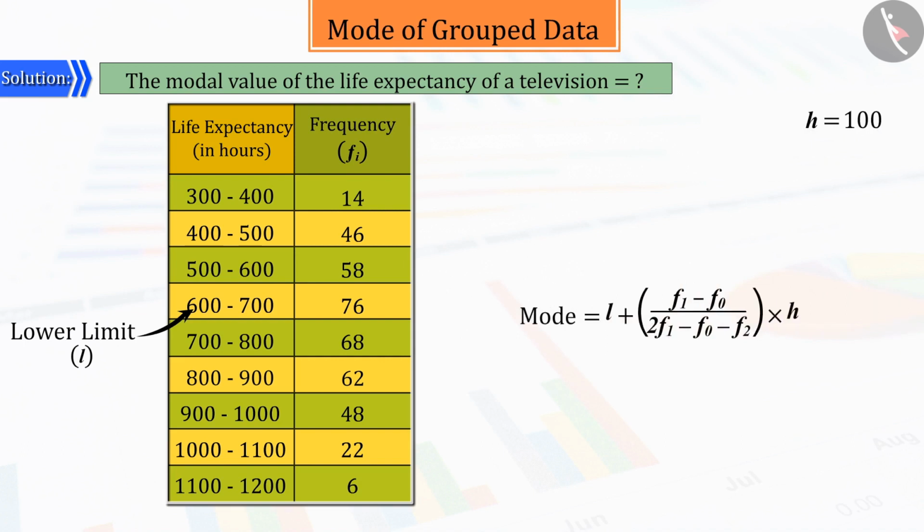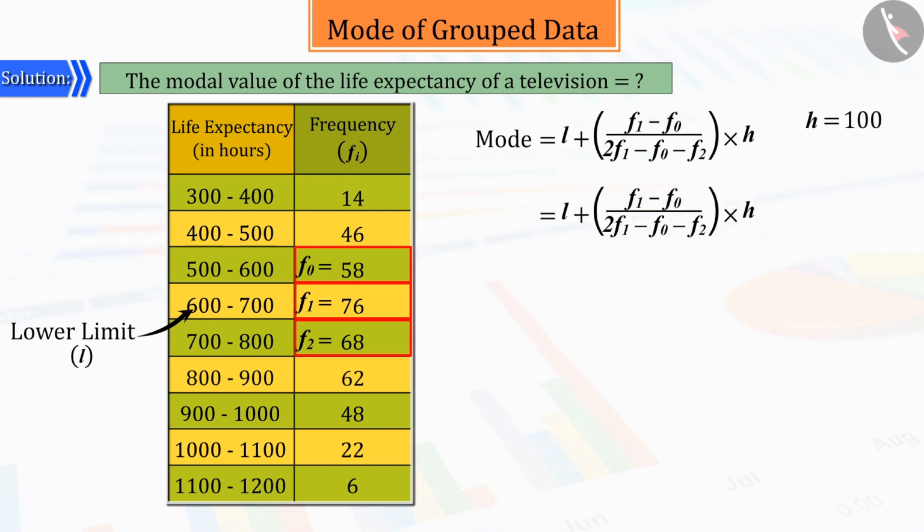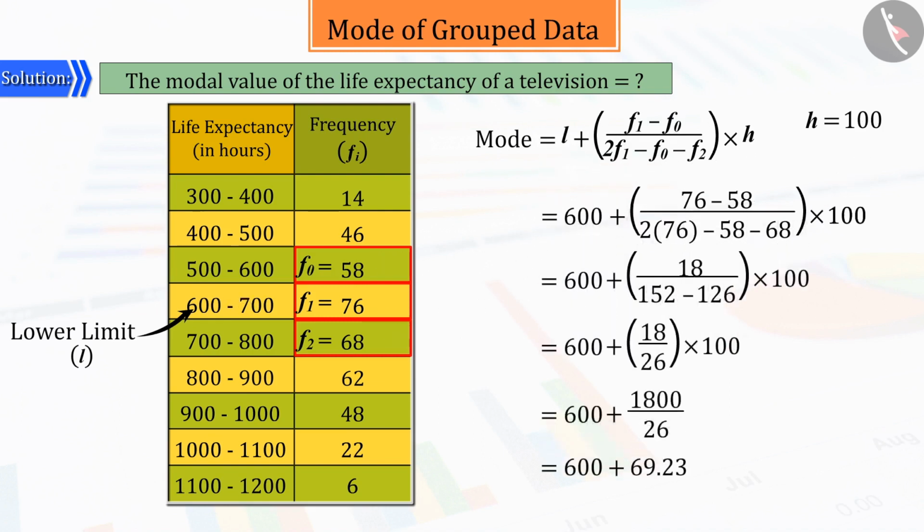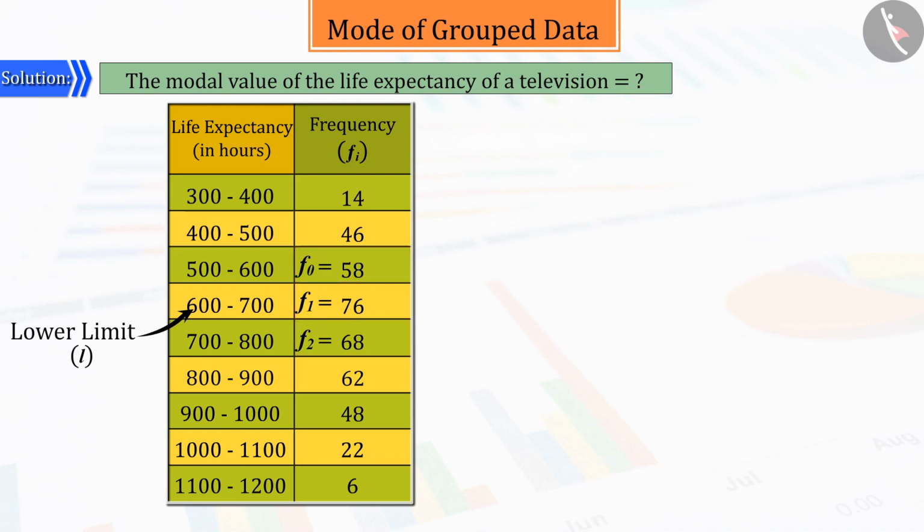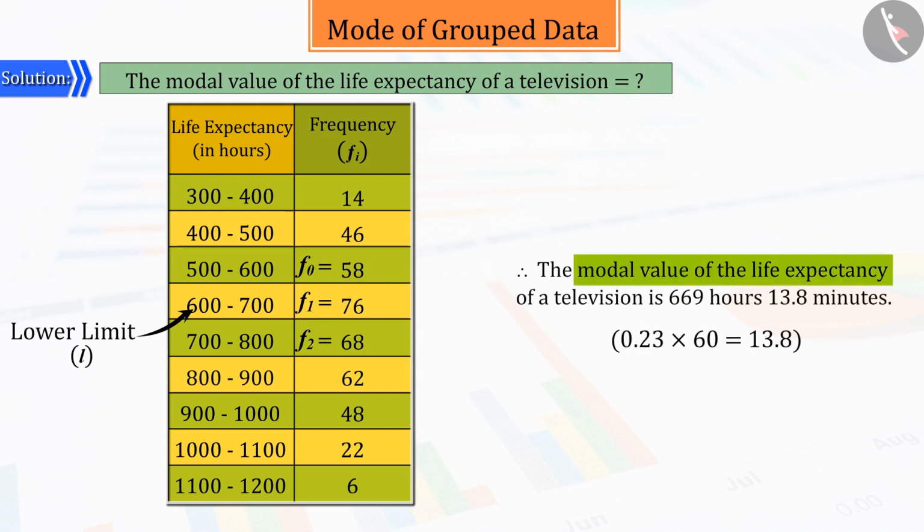From the modal formula, we can say that we will need the values of L, H, F0, F1 and F2 to find the mode. Hence, the values of the lower limit of the modal class, the size of the class, the frequency of the modal class, the frequency of the class immediately before the modal class and the frequency of the class immediately after it, on being substituted in the modal formula and on being solved, give the value of the mode as 669.23. Therefore, we can say that the life expectancy of the television sets is 669 hours and 13.8 minutes.